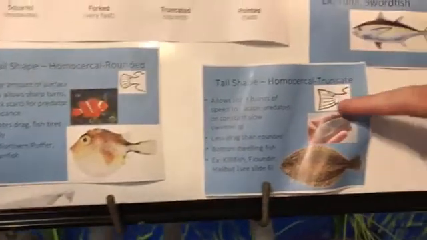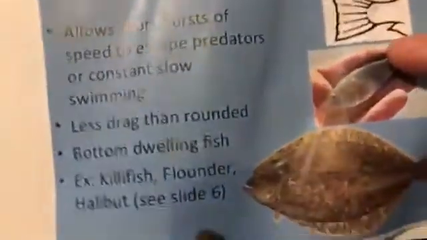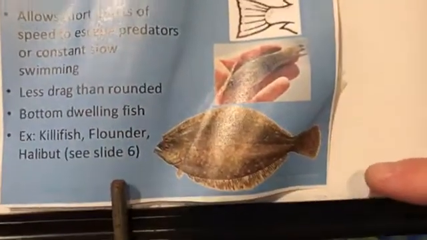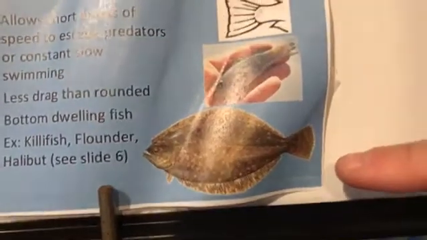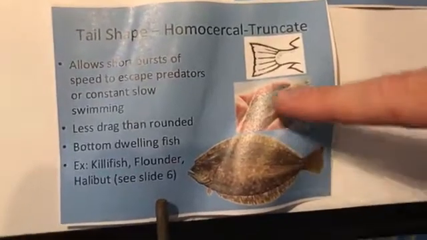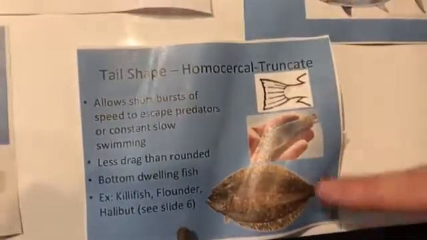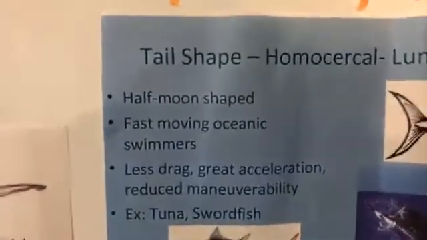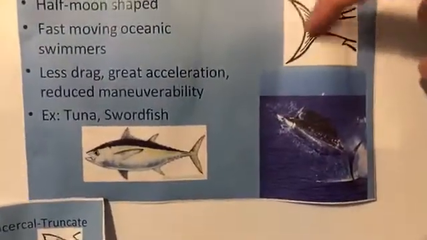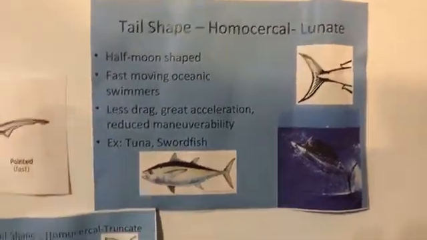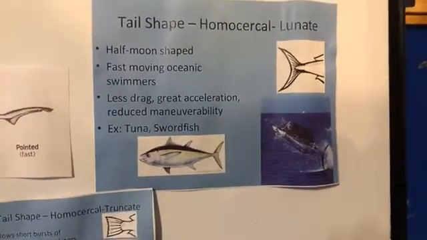If we look over at one that has a truncated tail, a good example would be our flounder fin, and it allows for short bursts of speed to escape those predators, or a constant slow swimming. And usually the ones that have a truncated tail are going to be our bottom-dwelling fish. Our last one that we might talk about would be our lunate ones, and it's more of a half moon shape. They're fast-moving swimmers, and there's less drag for them. A really good example would be a tuna or a swordfish.